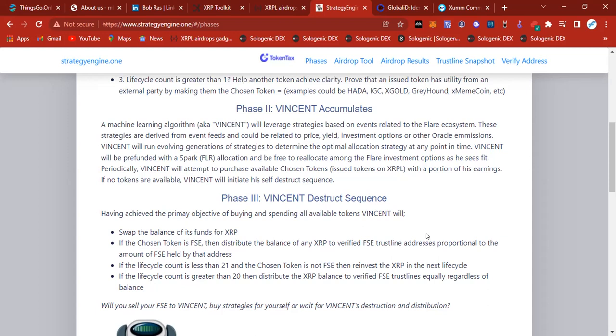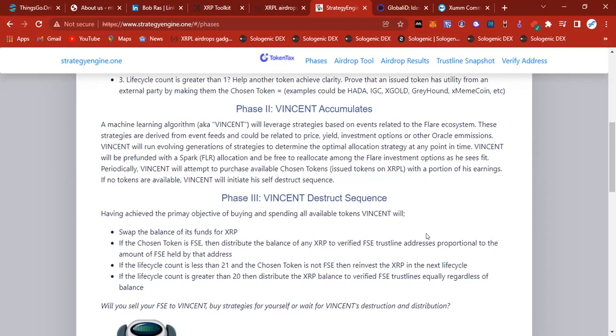that he sees fit. So this bot can read the market and move the tokens to wherever he sees the best opportunity. Periodically, Vincent will attempt to purchase available chosen tokens. So the bot will also choose to pick any token that it sees on the XRPL with a portion of the earnings that the bot has made from moving tokens around in the crypto space, participating in DeFi on the Flare network.